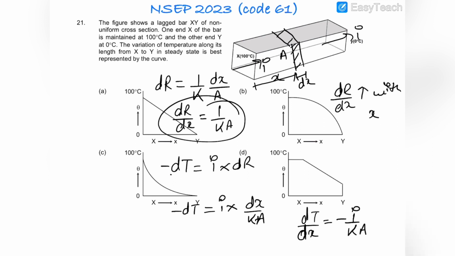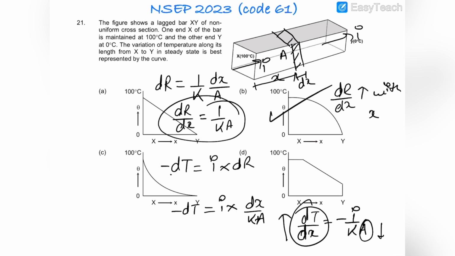I is constant, and as we progress in the forward direction, area is decreasing, therefore the magnitude of dT by dx would be increasing. The temperature gradient dT by dx is negative, and its magnitude is increasing because area is decreasing as we move in the forward direction. So the correct answer would be the second option, B.